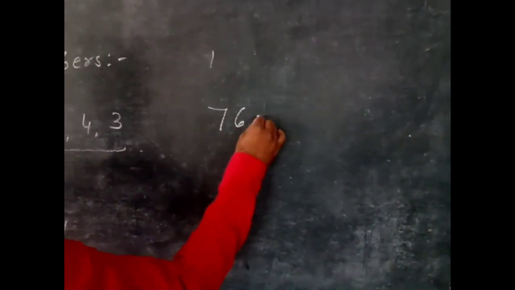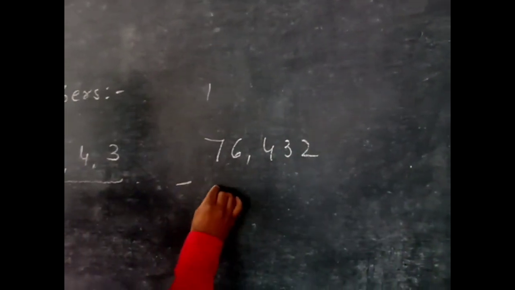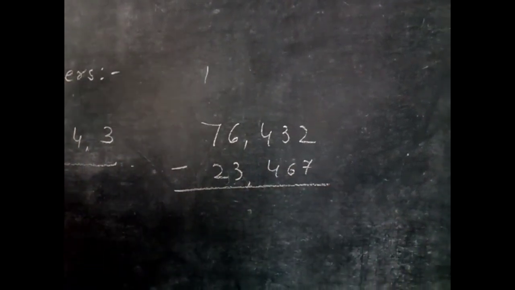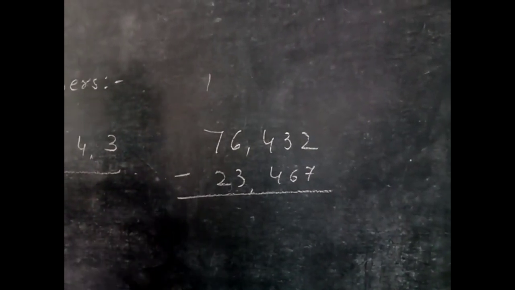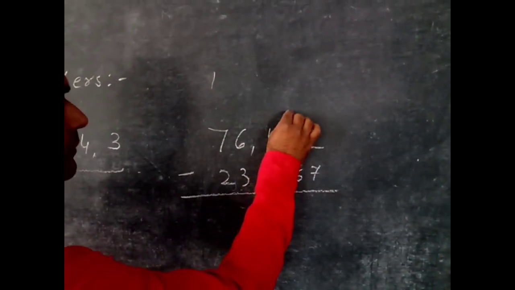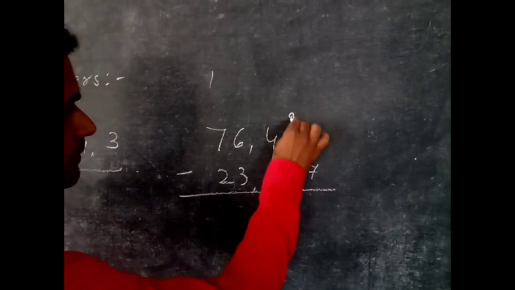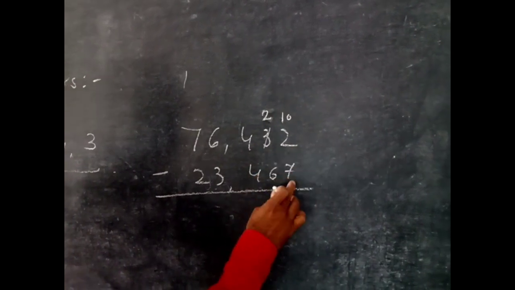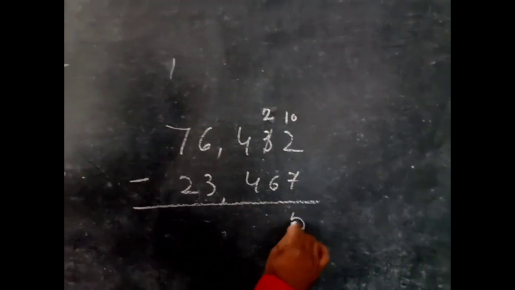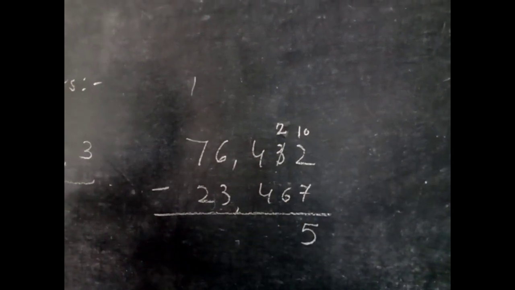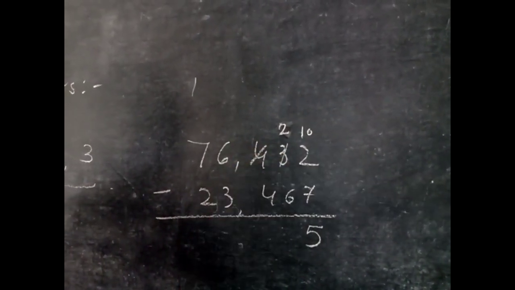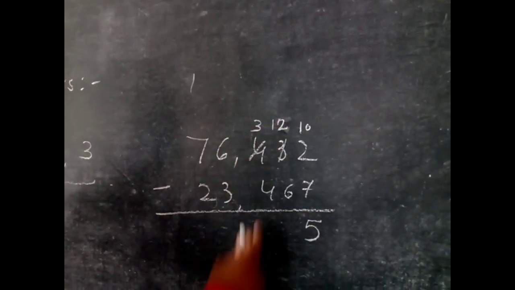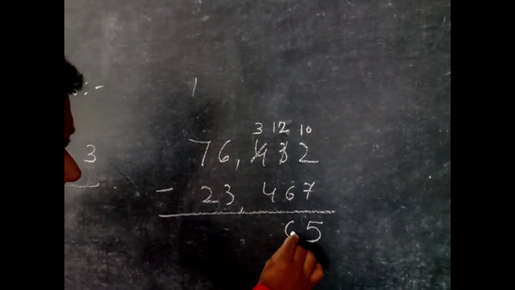Now we have to find the difference. Let's see, 76,432 minus 23,467. Let's subtract. Now 2 minus 7 is not possible, so we have to borrow from the 3. So what remains over here? 2. Here we get 10, so 10 plus 2, 12. 12 minus 7, 5. Now 2 minus 6 is again not possible, so we borrow from 4. What remains over here? 3. And here we get 12. So 12 minus 6, 6.